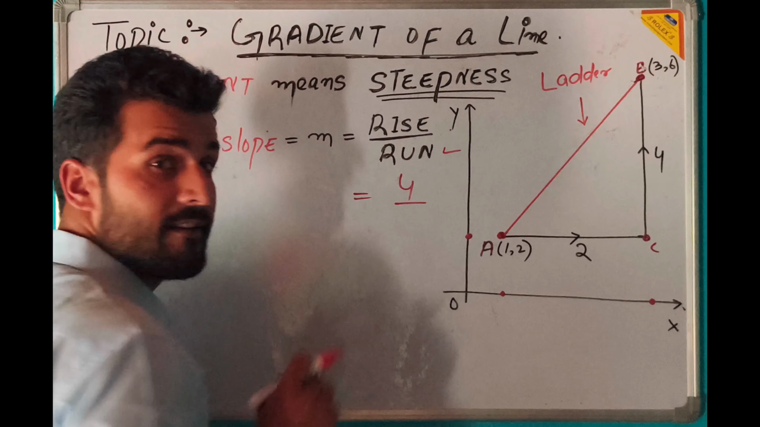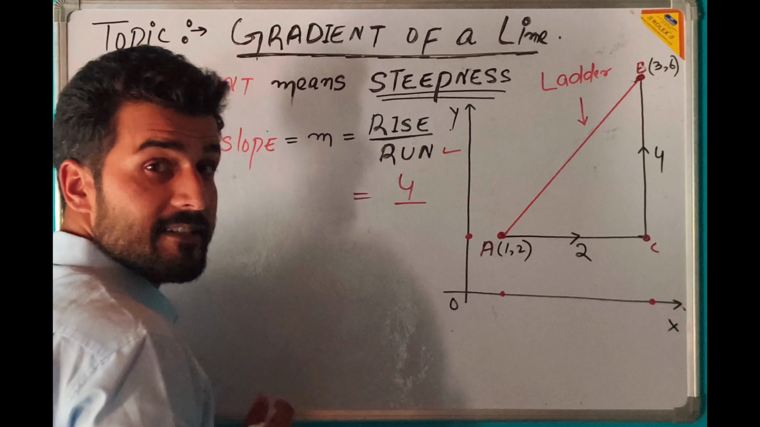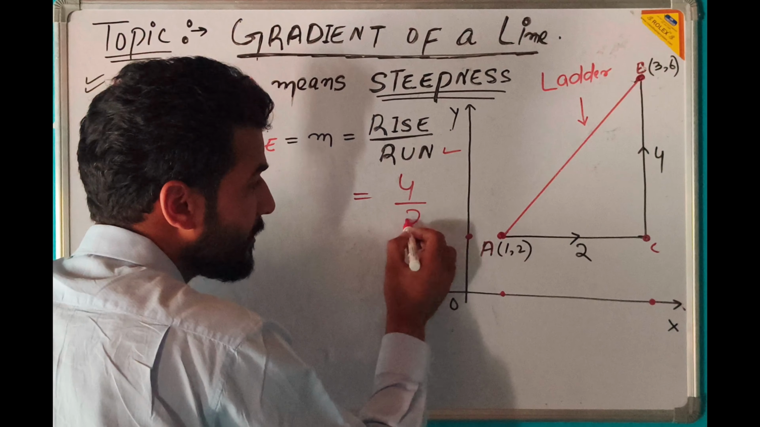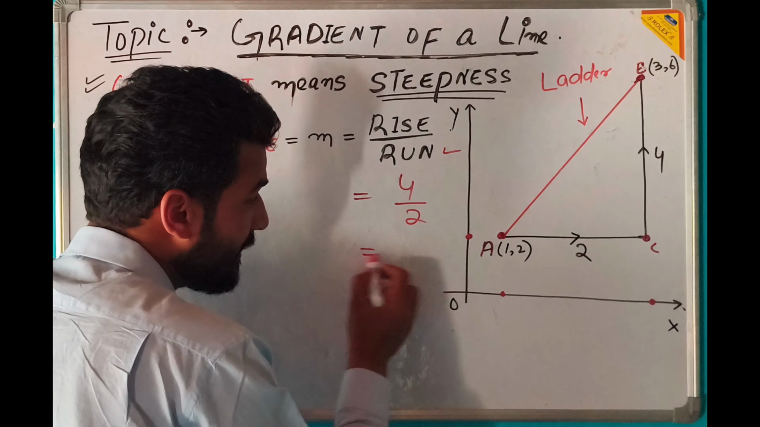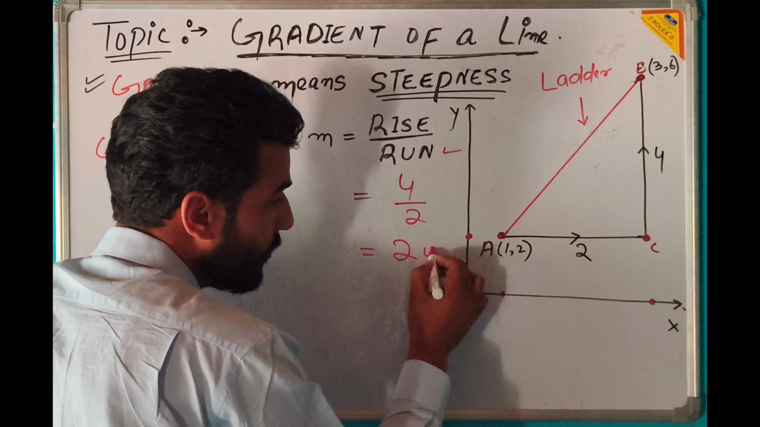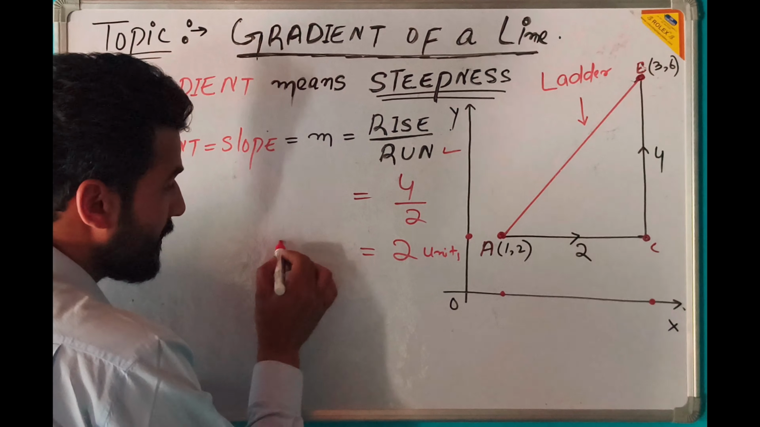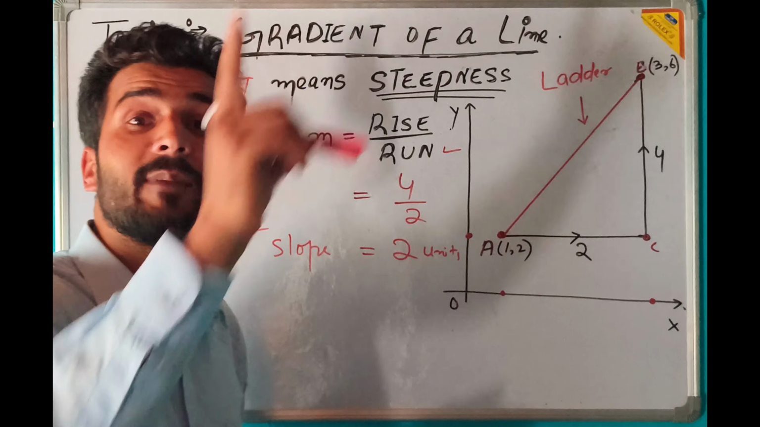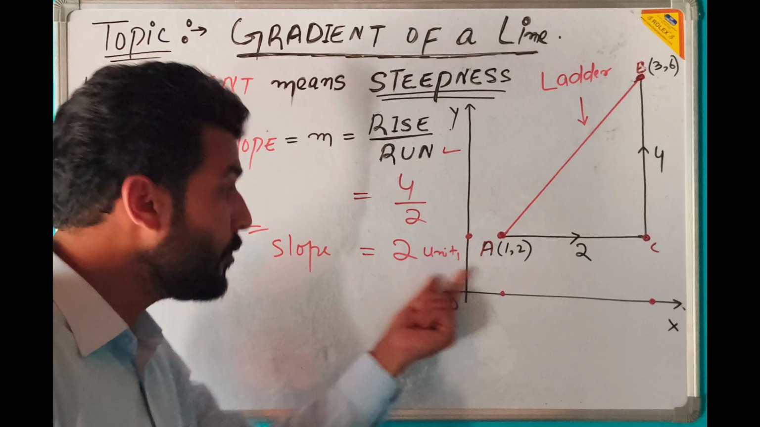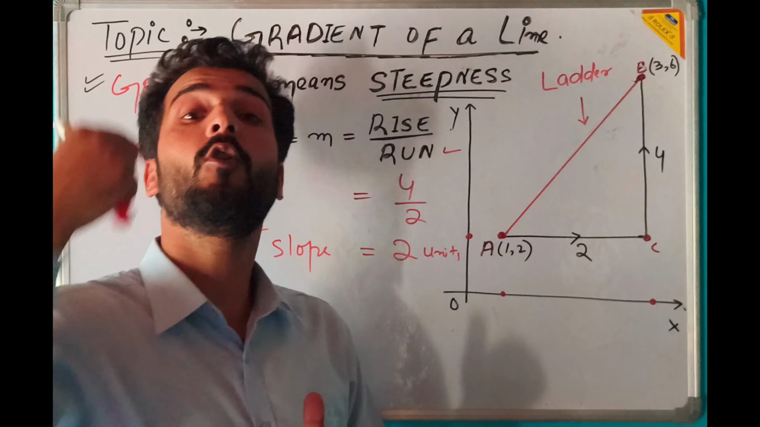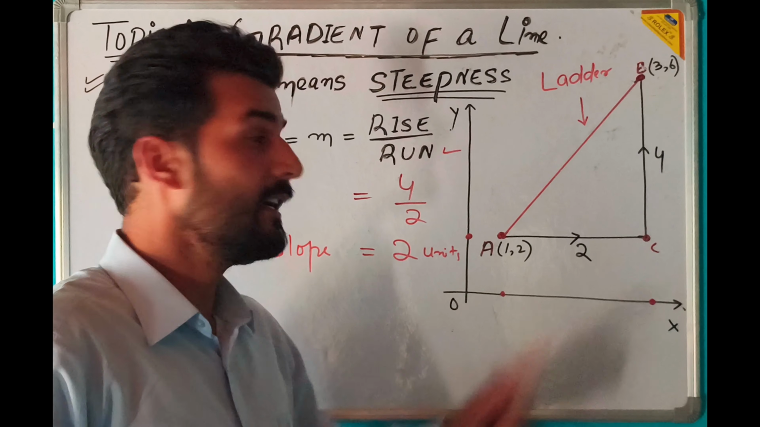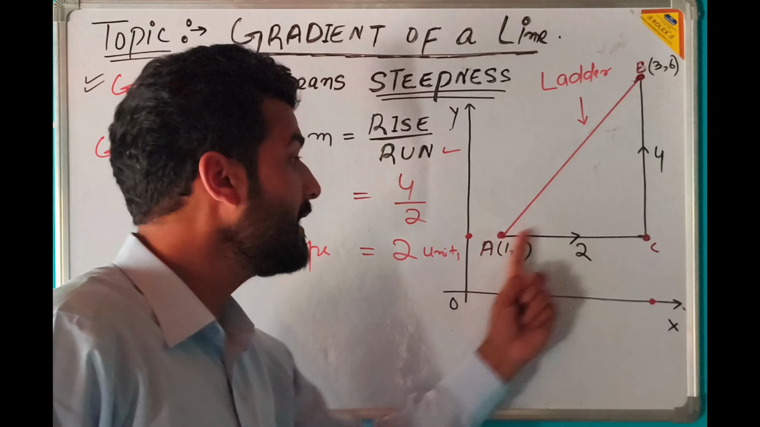And from run, we mean the distance traveled by the same ladder along the x-axis. What is this? It is 2 units. So by dividing this, we get 2 units, which is nothing but the slope, the gradient, the steepness. So this 2 is the slope of the ladder. It's the gradient of the ladder. It's the steepness of this ladder.